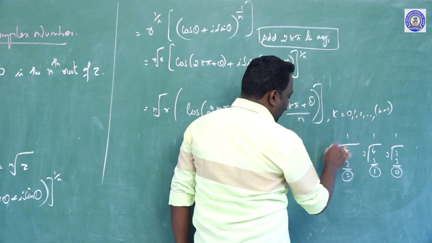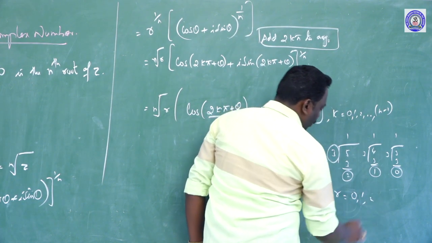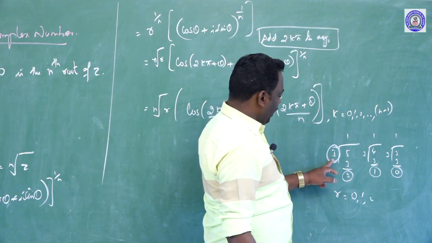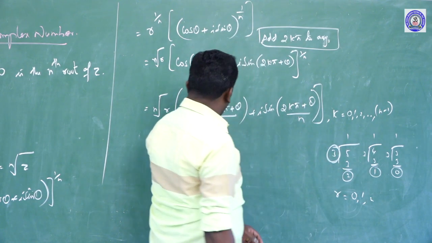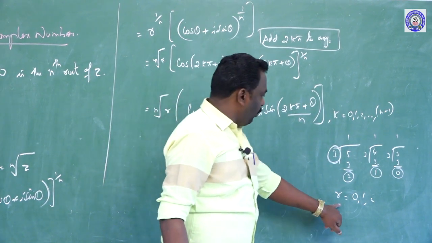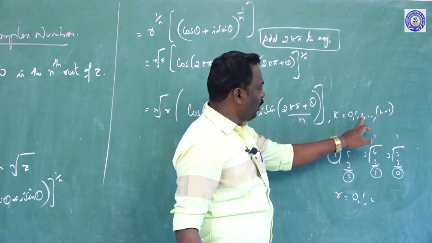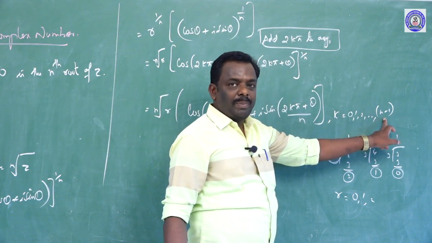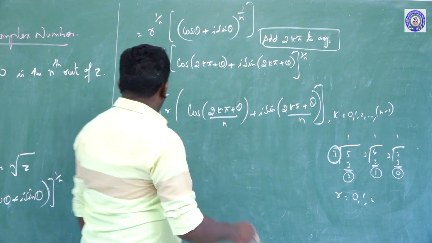Therefore if the divisor equals 3, the remainders are 0, 1, 2. Here the divisor is n, and the remainder should be less than n. Therefore k takes values 0, 1, 2, etc. n is the next term, n minus 1 is the previous term. Therefore k can take 0 to n minus 1.